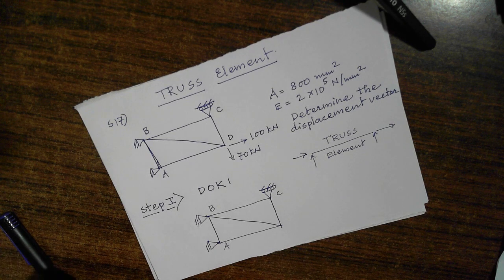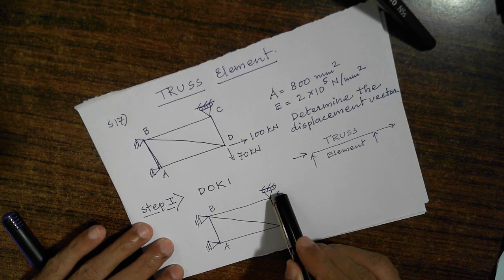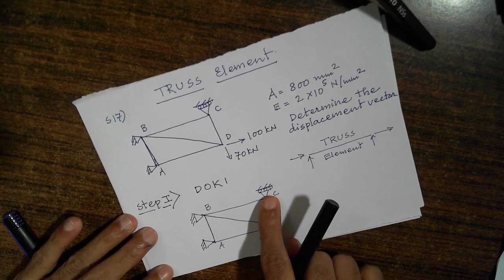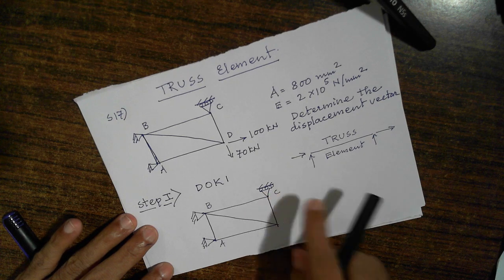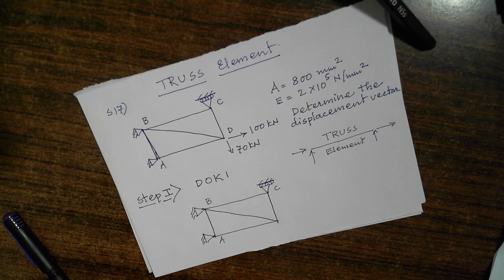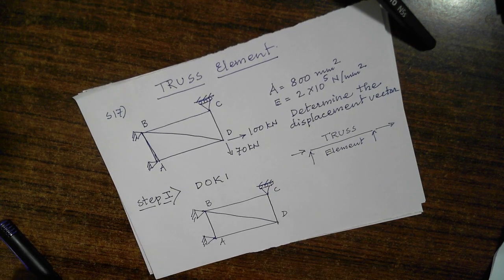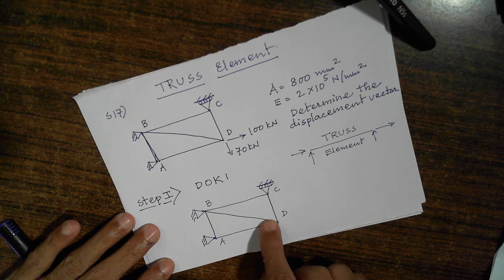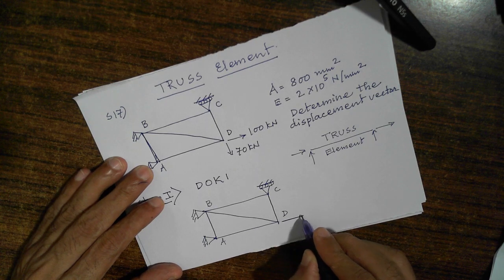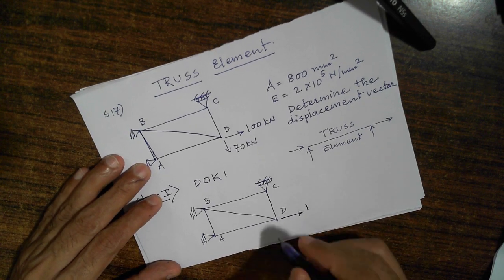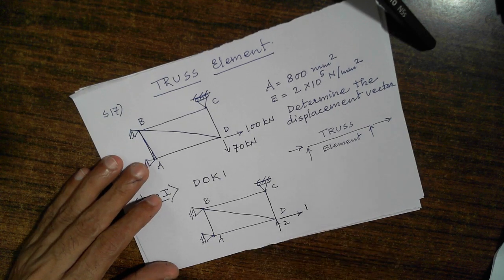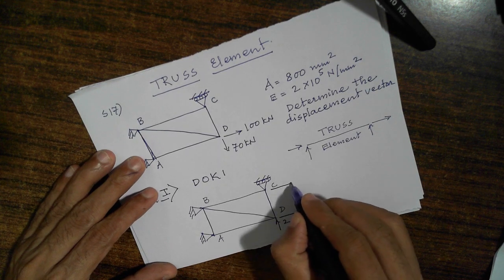Now what about C? At C, displacement in x direction is possible, displacement in y direction is not possible, because this displacement is restrained by a roller support. At C, only one displacement is possible, whereas at D, D is a free joint, both the displacements, that is displacement in x direction as well as displacement in y direction, are possible. So I am numbering these possible degrees of freedom. First I will number x and then I will number y. 1, 2, and I will number this as 3.